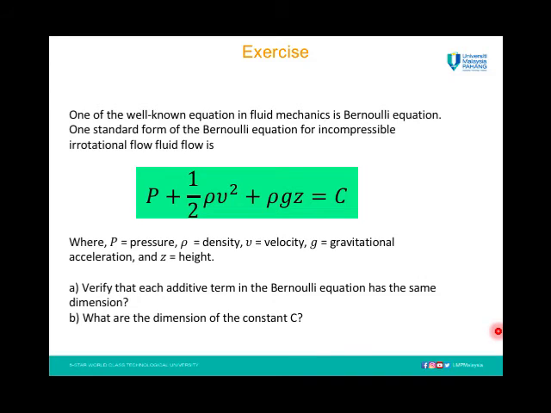Now let's take a look at this example. One of the most well-known equations in fluid mechanics 1 is the Bernoulli equation. One standard form of the Bernoulli equation for incompressible irrotational fluid is this equation: P plus 1 over 2 rho V squared plus rho g z equals a constant, where P is pressure, rho is density, V is velocity, g is gravitational acceleration, and z is the height. So can you verify that each additive term in the Bernoulli equation has the same dimension? And what is the dimension of the constant C? Please do this and revert to me in the next class if you have difficulties in solving it.